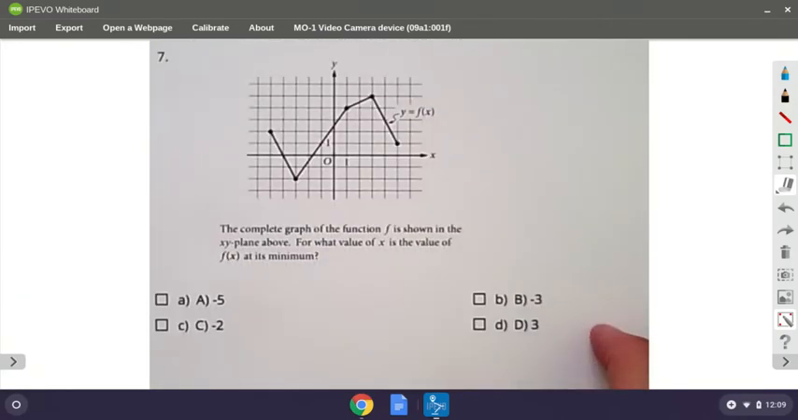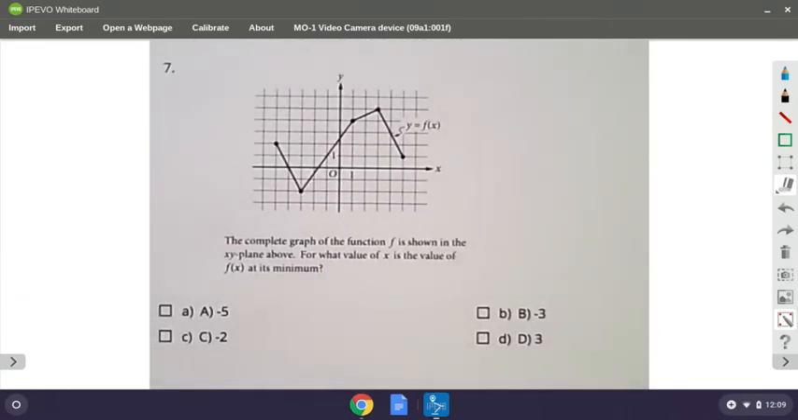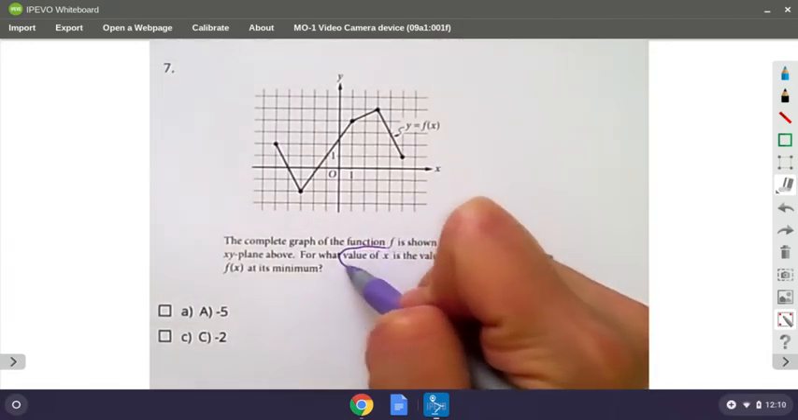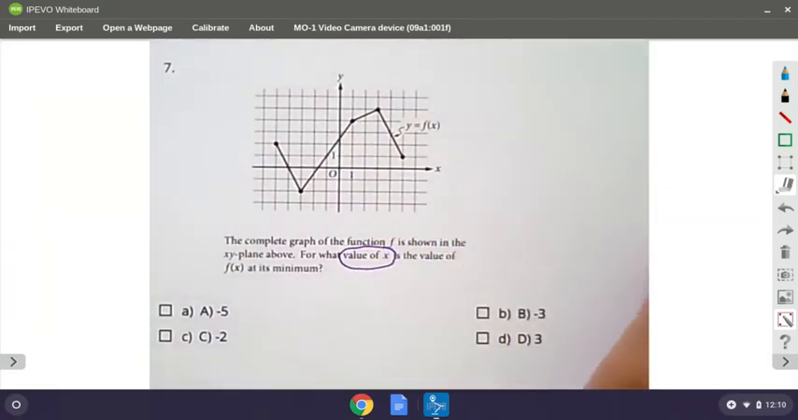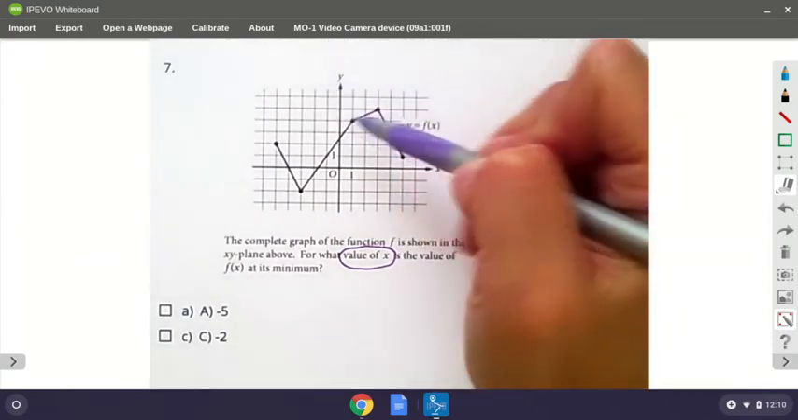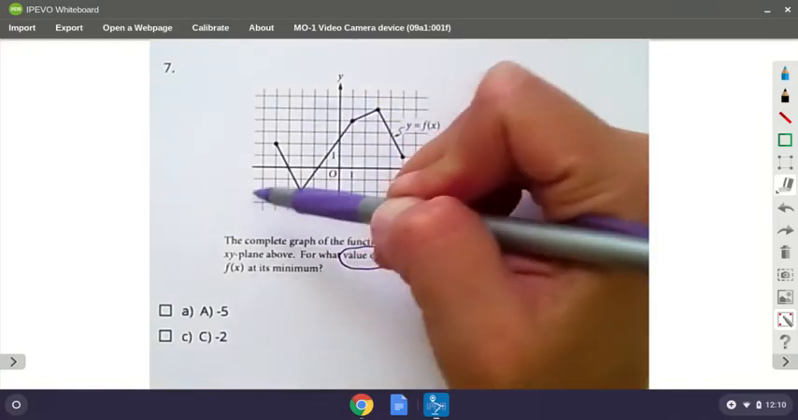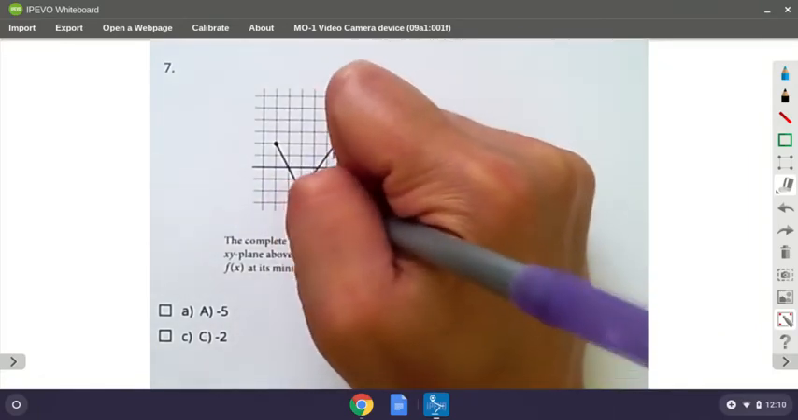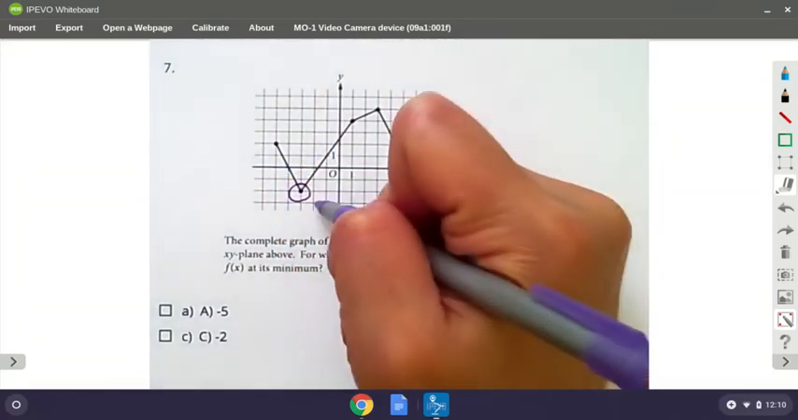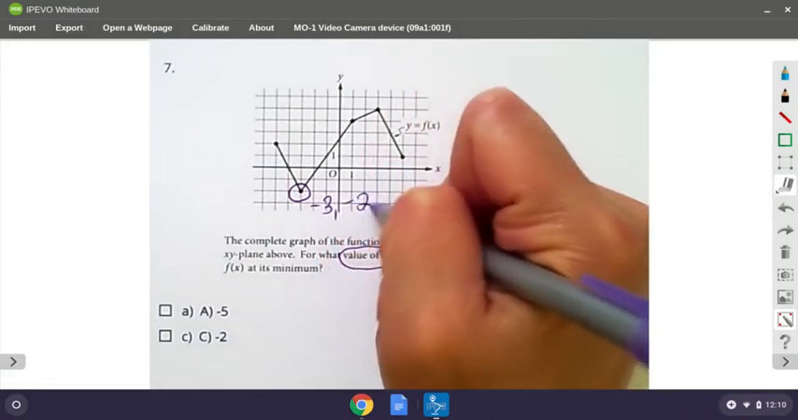Okay, and then this one says the complete graph of the function f is shown in the xy plane above. For what value of x is the value of f of x at its minimum? We learned this year too. So f of x is just the whole line. So here's the minimum. Okay, this ordered pair is -3, -2.